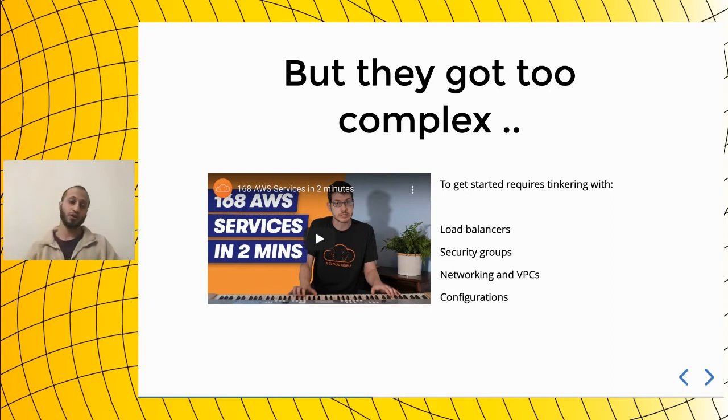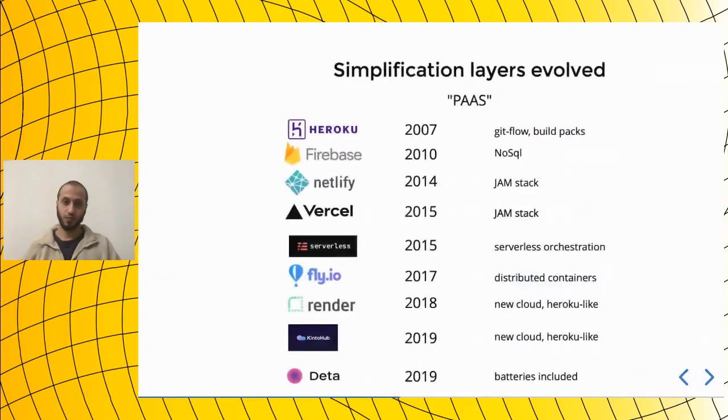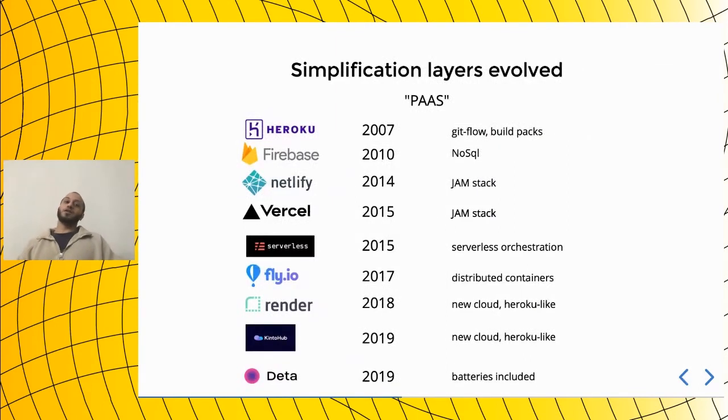So in the current state of things, to deploy something to AWS, you usually have to do more than think about your app. You usually have to think about load balancers, security groups, networking, configurations, and so on and so forth. Because it was quite hard to work with AWS, quite involved, with a lot of configurations, we saw that a lot of simplification layers started to evolve as well.